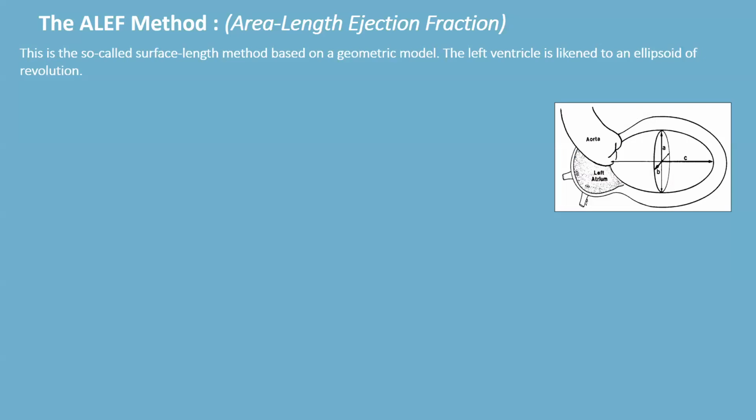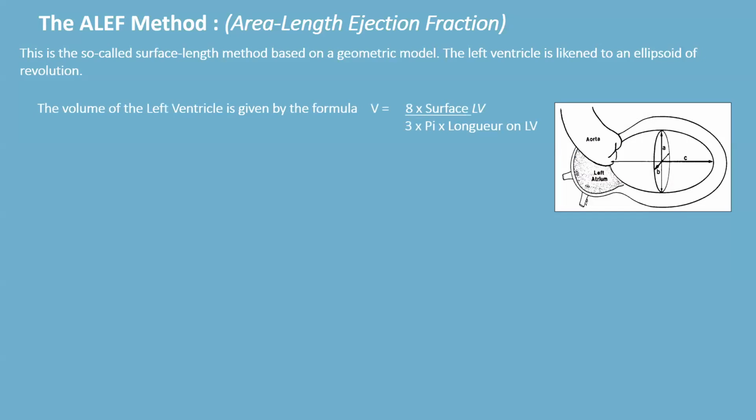For the next method, the so-called surface-length method based on a geometric model, the left ventricle is likened to an ellipsoid of revolution. So the volume of the left ventricle is given by this formula. If we take the measurement in systole and diastole, we can obtain the left ventricle ejection fraction.